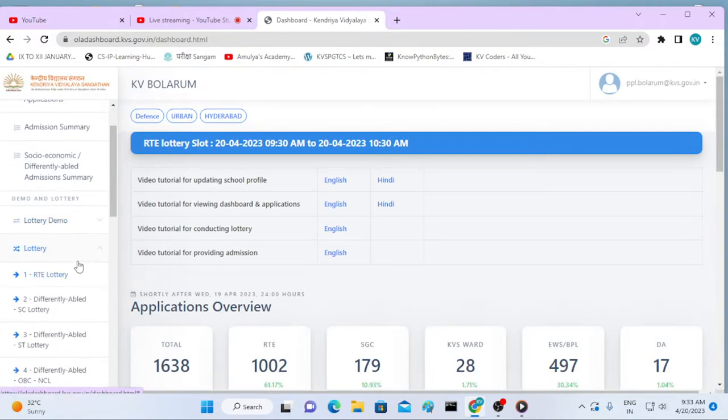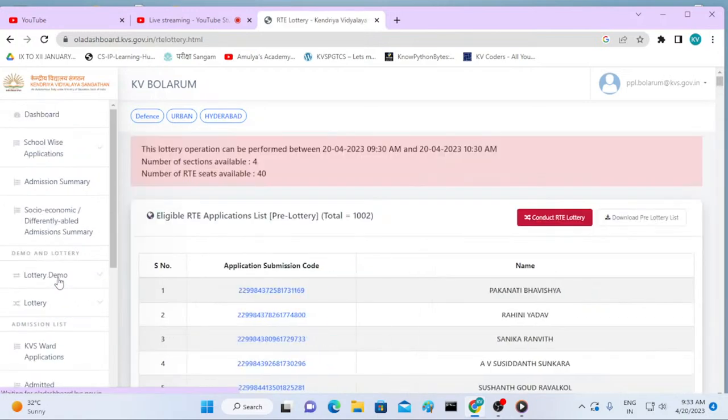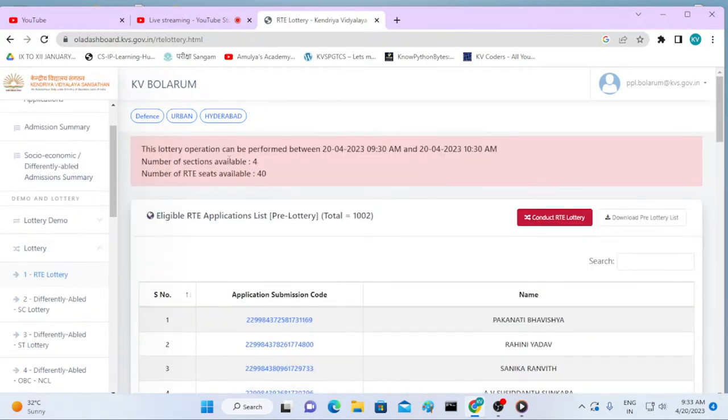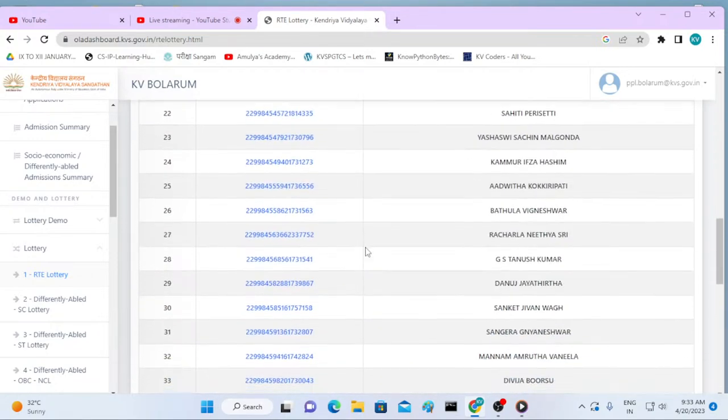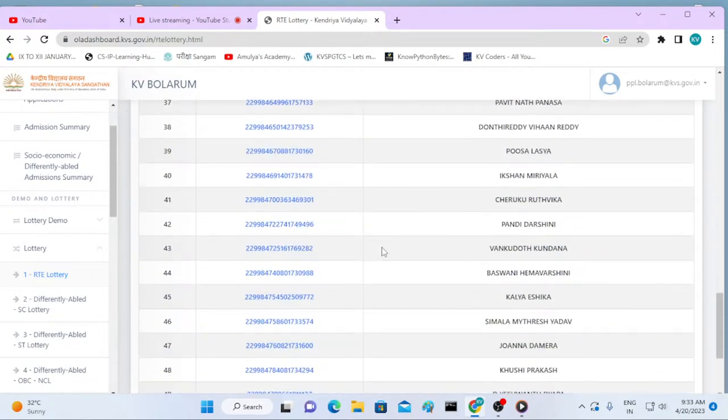So first I am doing lottery for RTE category. Okay. So for RTE you can see here sir, four sections are there, total seats are available 40. Total applicants are here. Here, total 1002 are there. Okay, these are the applicants. This is the mirror.